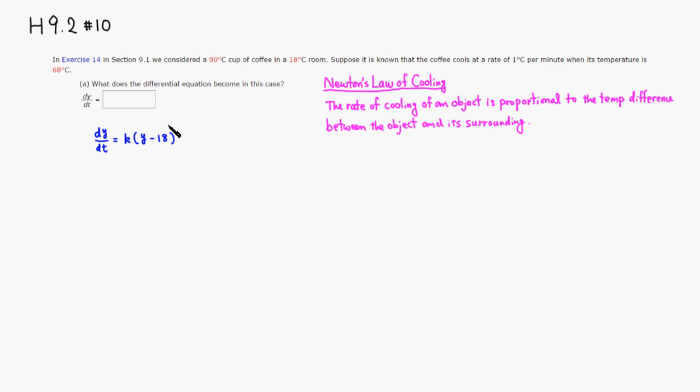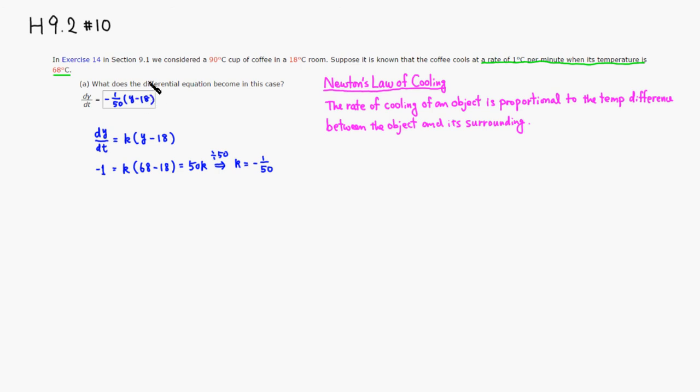Then it gives us more clues. It says that it cools at the rate of 1 degree Celsius per minute when the temperature is 98 degrees Celsius. Which means the rate of cooling is negative 1, equal to k times, when y is 68, 68 minus 18, so this is 50 times k. We can simply divide through by 50 to get the k value. So k is negative 1 over 50, and the differential equation is negative 1 over 50 times y minus 18.